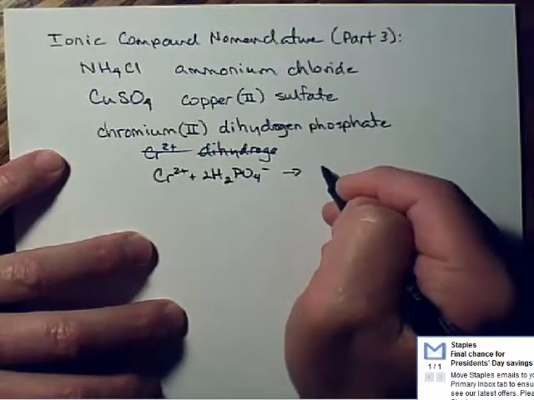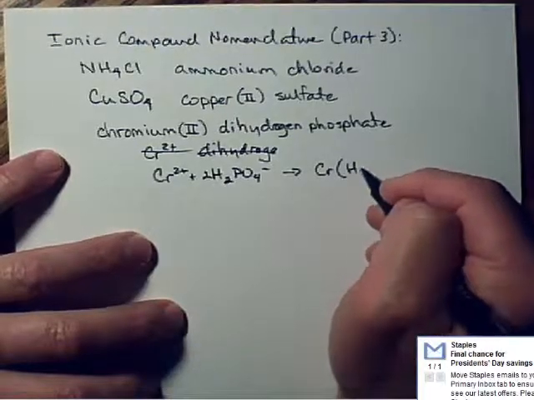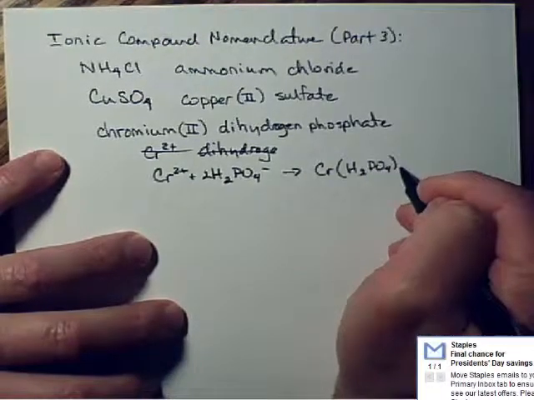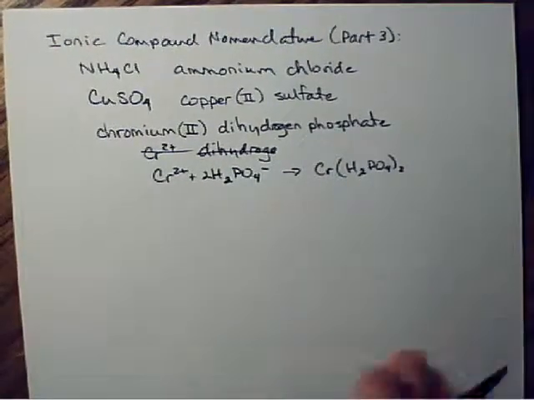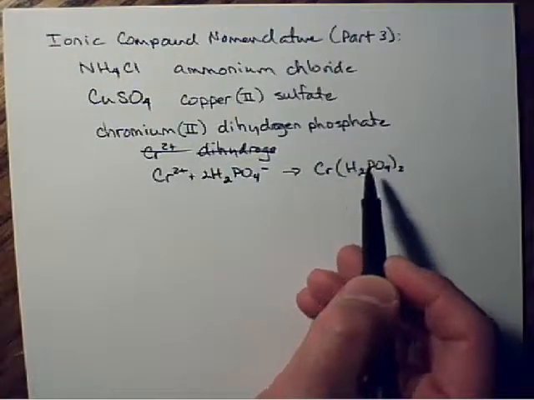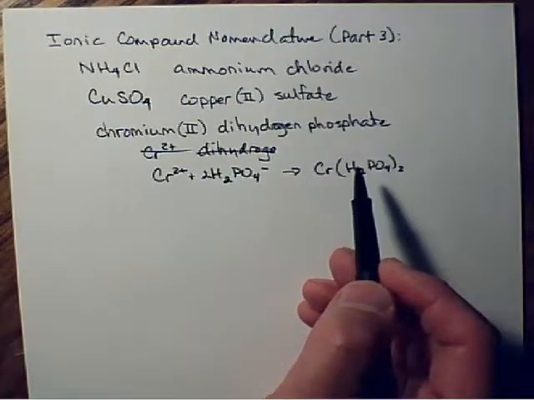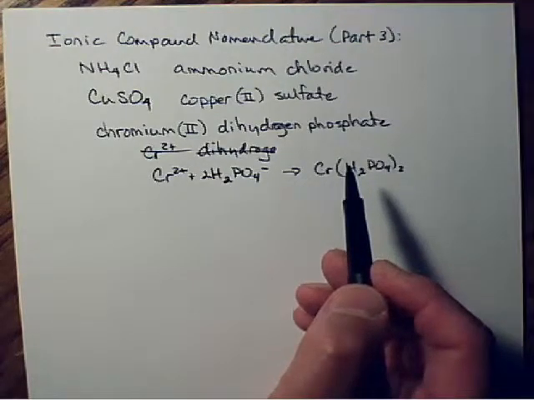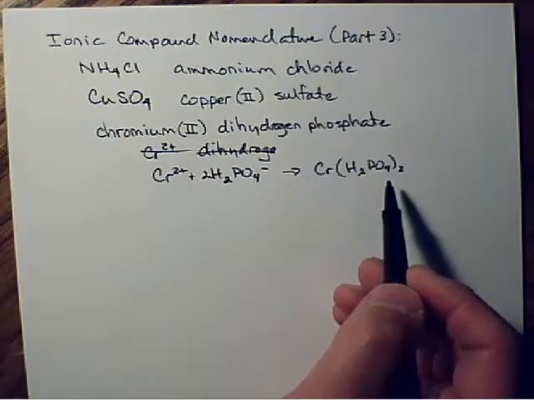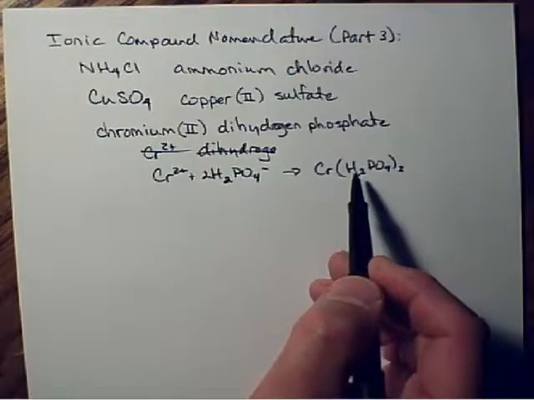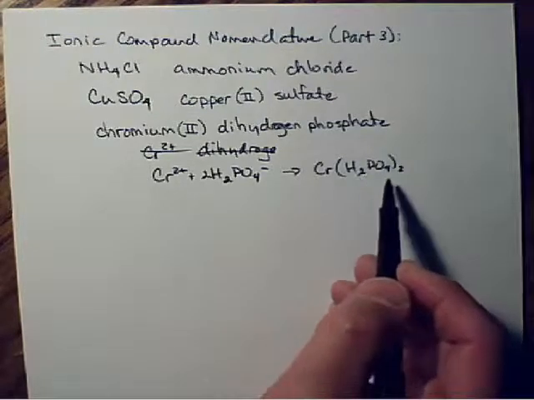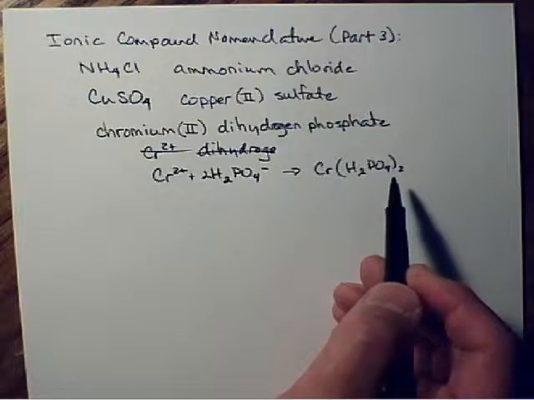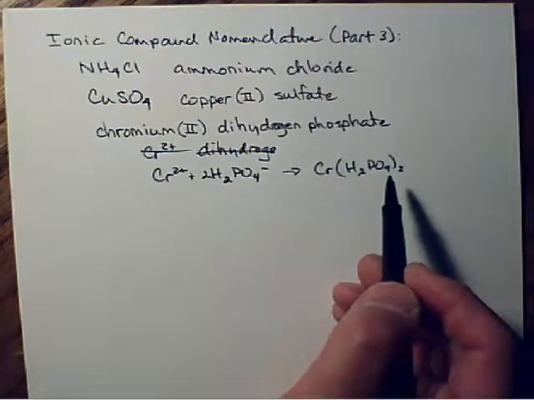So I'm going to write that like this. Chromium, (H2PO4) subscript 2. Alright, anytime you have more than one polyatomic ion, you have to put the polyatomic ion in parentheses and the subscript after. If you only have one polyatomic ion, do not put it in parentheses. Okay? It's only when you have more than one polyatomic ion that you put it in parentheses and then put the subscript number afterwards to designate the number of polyatomic ions you have in the formula.